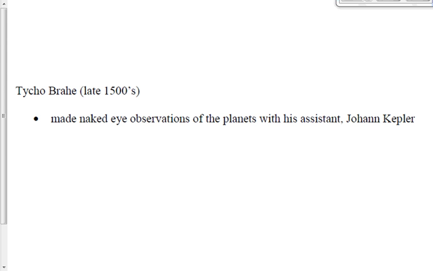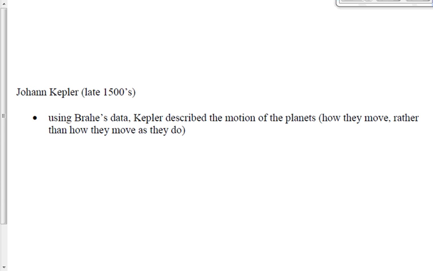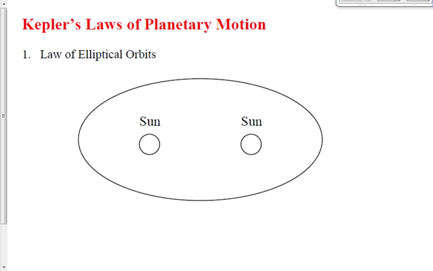They took measurements. They took angles and distances and times and all kinds of different measurements. Tycho Brahe didn't live long enough to do anything with that data. Johann Kepler, his assistant, did. Johann Kepler formulated 3 laws that describe the motion of the planets. The first law we call the law of elliptical orbits. It says that the sun is the center of the solar system, and all of the planets in the solar system revolve around the sun in an elliptical path.